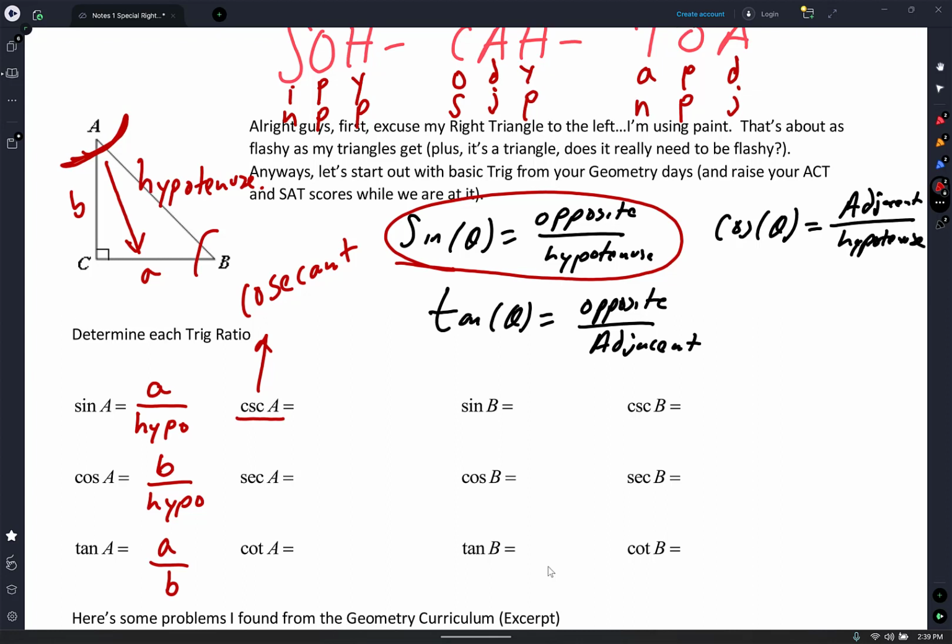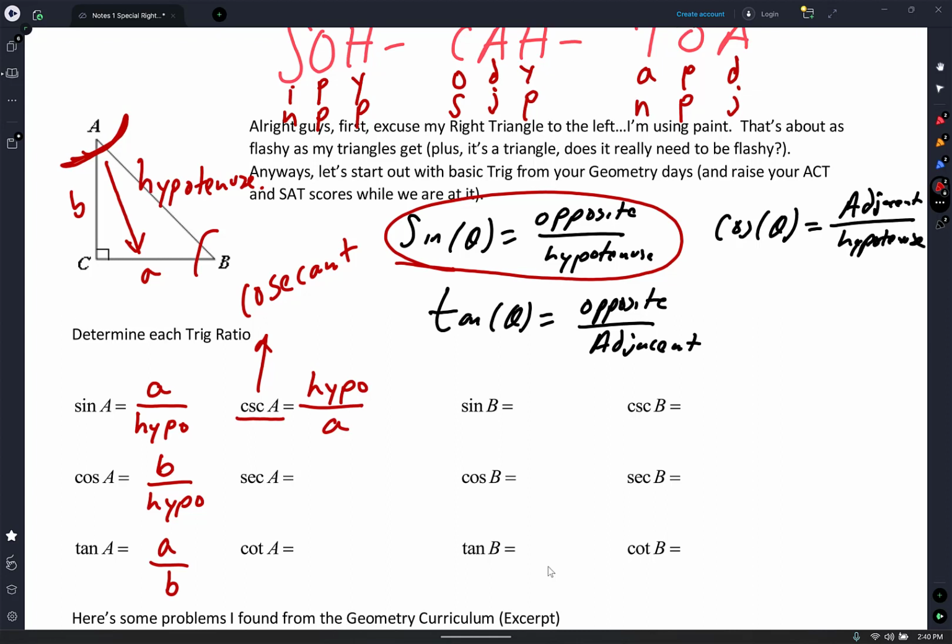All cosecant means is the reciprocal of sine. Do you guys remember what the word reciprocal means? Don't say opposite. Opposite means if it's positive, it's negative. If it's negative, it's positive. We're just going to flip. So if you have 1/3, the reciprocal will be 3. If you have 2/3, the reciprocal will be 3 over 2. So I have A over hippo. It's a reciprocal of sine. So if I have A over hippo, my reciprocal is going to be hippo over A.